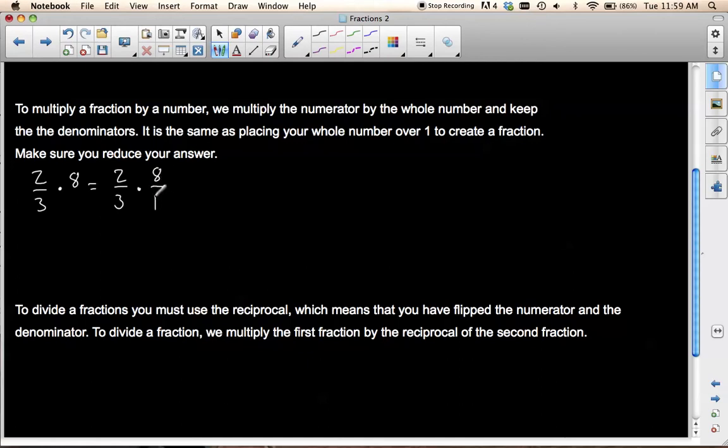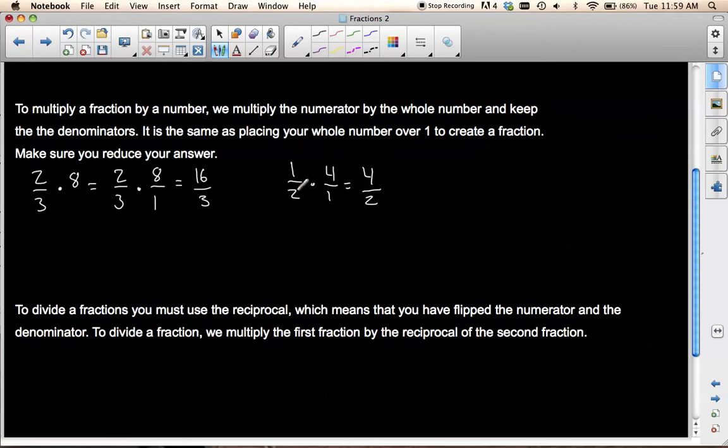And we multiply that out. So 2 times 8 will give me 16, and 3 times 1 will give me 3, and I end up with 16 over 3. If I had 1 over 2 times 4, I would place my whole number over 1 to create a fraction, 4 over 1. 1 times 4 is going to give me 4. 2 times 1 is going to give me 2. And I'm done. We'll talk about reducing more in the next video. But that's for if you're multiplying by a whole number.